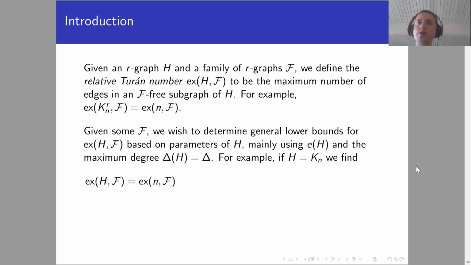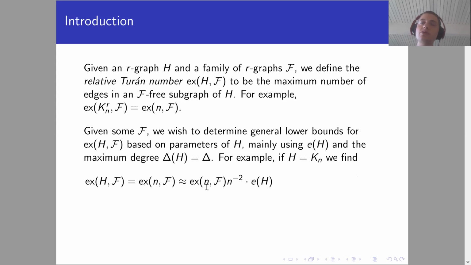So let me show a brief example of what we're looking for. If our host is the complete graph K_n, then as I mentioned, the relative Turán number is exactly the classical Turán number. But we want to write this in terms of the number of edges we started with, which is about n squared. So we can divide by n squared and multiply by n squared to get that this is approximately here.